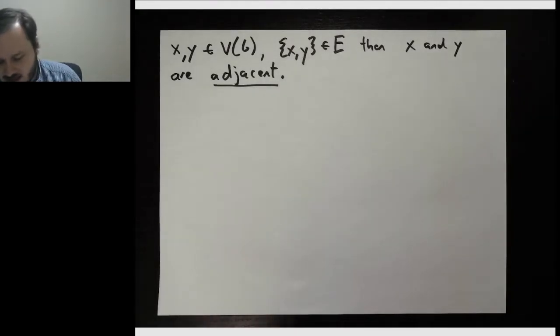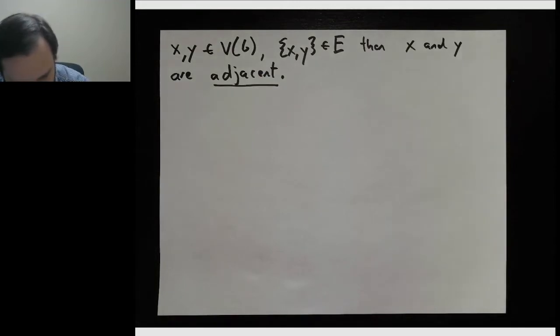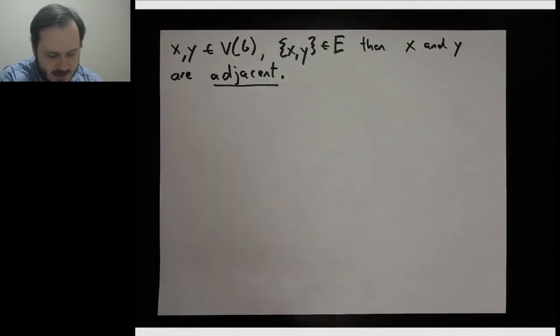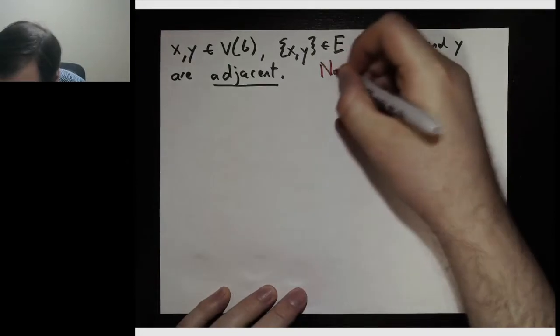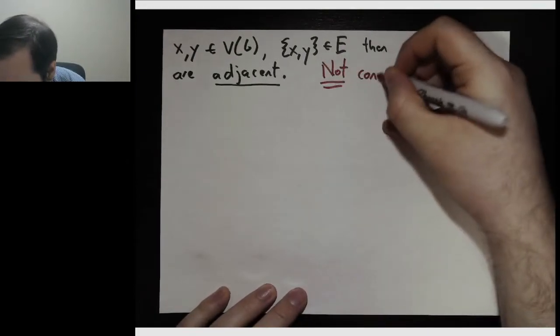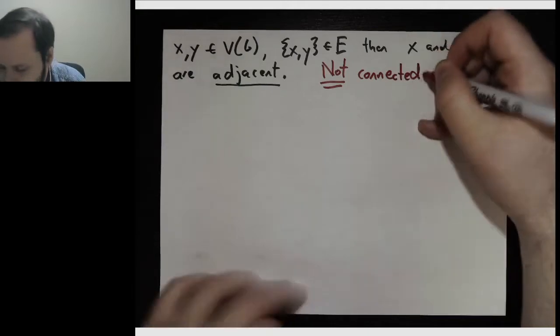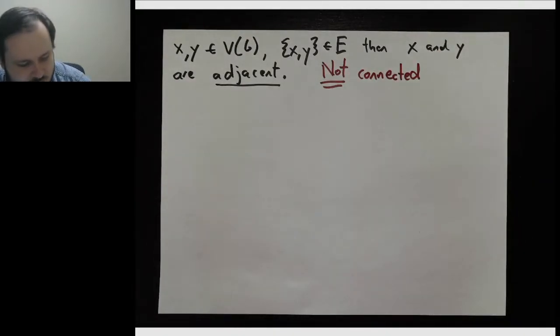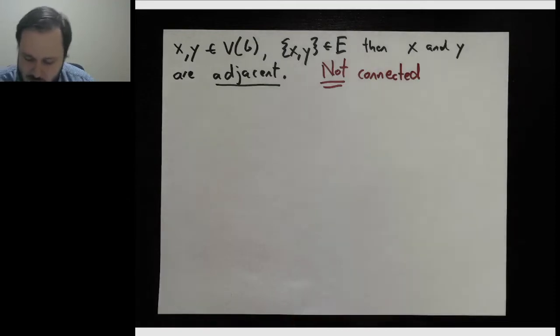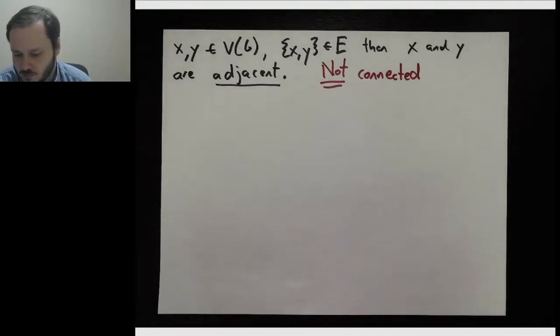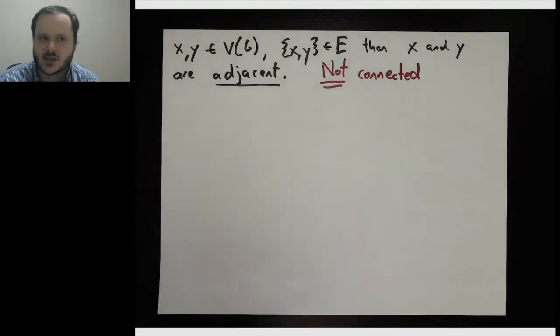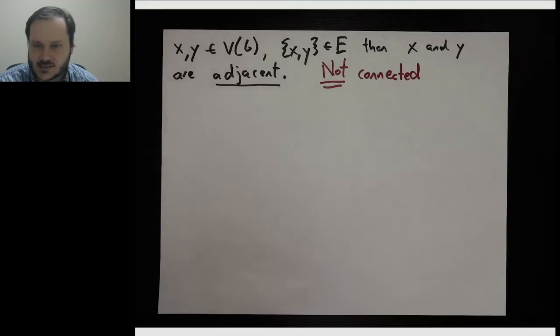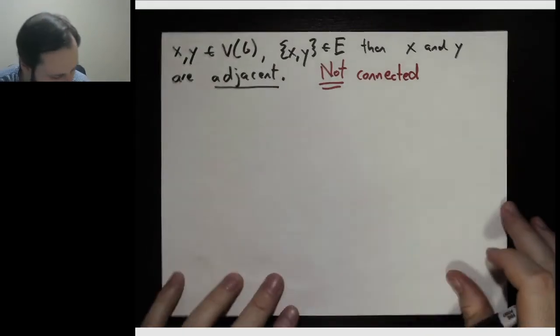We do not say that they are connected. Connected is maybe a natural term that you might want to use from an English perspective, but we're going to use connected to mean something very specific later on. And it's not going to mean this, so we want to avoid saying that x is connected to y just because there's an edge from x to y. That's not what we mean. So x and y are adjacent.